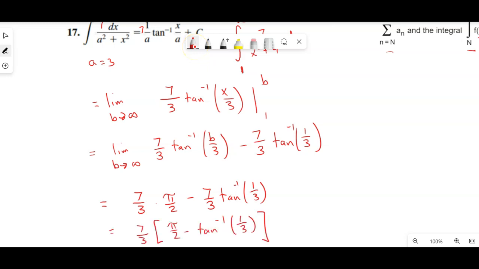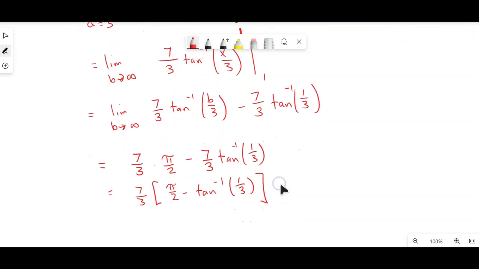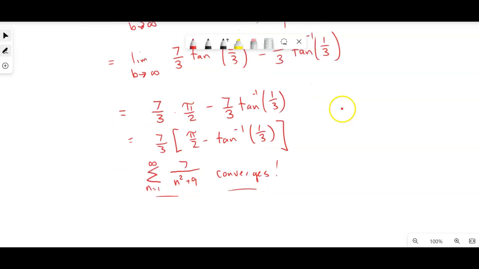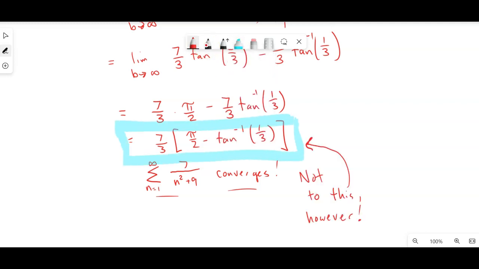Because that is a finite value, and what we're doing here is determining whether this integral converges, and because it does, that means the series converges. Now it does not converge to this. This is not what the series converges to. The integral proves the series converges, but it does not suggest that the series converges to the same thing that the integral converges to. That's the big thing you have to get down with the integral test.